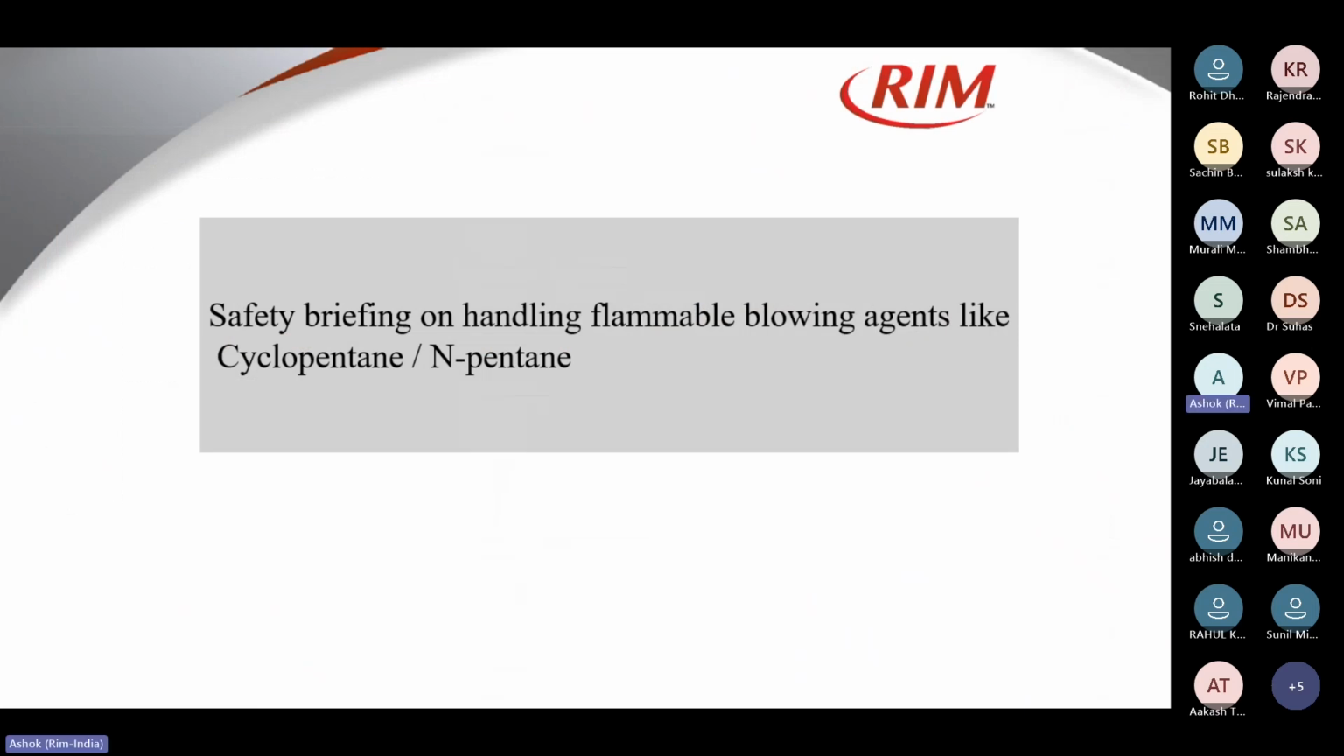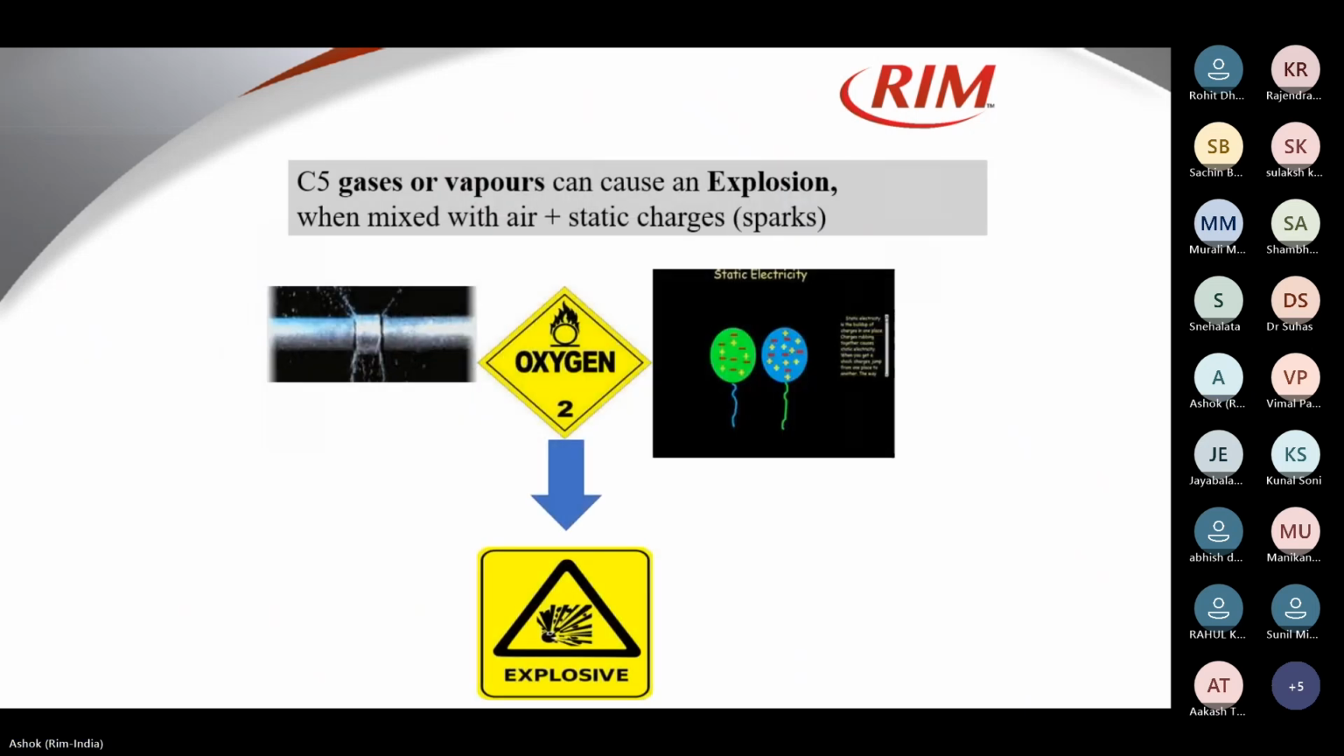Some important safety briefings on the blowing agent. Since in the continuous line majority of the time pentane is used, which is an explosive chemical. Basically, for any explosive chemical, these are the three major sources that can cause a fire: physical leakage of the chemical, the presence of oxygen, and the presence of static charges or any flame. If these three things come together, then this will result in fire.